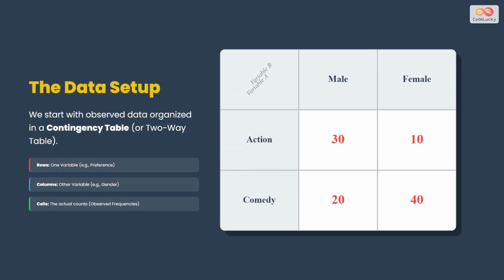Data for these tests is usually organized in what we call a contingency table. This grid shows our observed data. The rows represent one variable, and the columns represent the other. The numbers inside the boxes are the actual counts we observed in our survey or experiment.